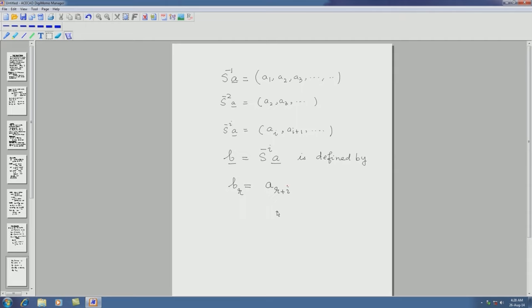So, let us check what happens. Suppose I take B 0. What is it? It is A 0 plus I, which is A I. So, this is the first element of S to the power minus I A, and indeed these are equal. Then if I take r equal to 1, I have b 1, which is equal to a 1 plus I, which is again the same as the second element. So, like this we will get all the elements of the shifted sequence, and of course, we will lose the first I elements.